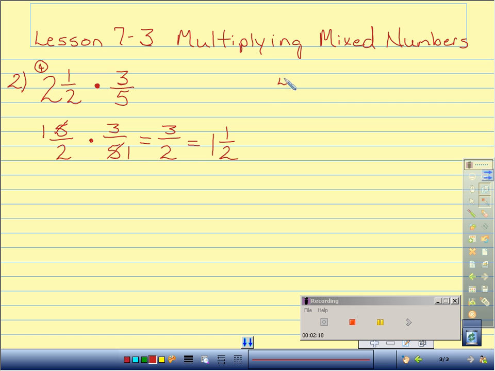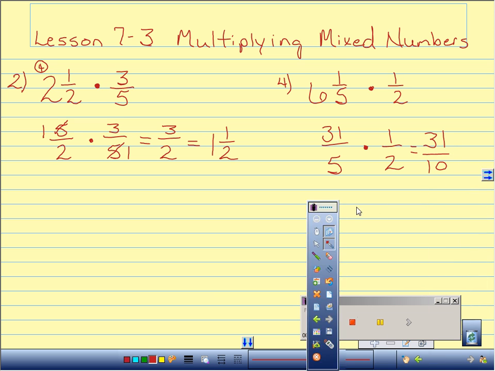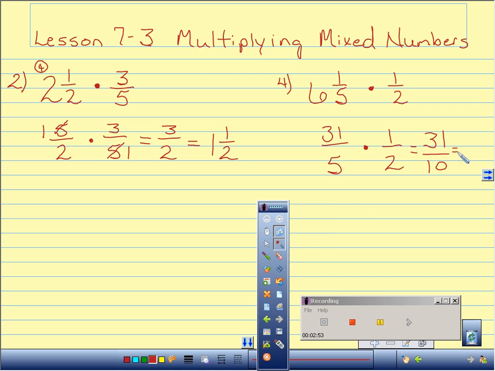Okay? Number 4. 6 1/5 times 1/2. 5 times 6 is 30, plus 1 is 31 over 5 times 1 over 2. Cannot cross reduce 31 and 2, can't reduce 1 and 5, so we multiply straight across, which is 31 times 1 is 31, 5 times 2 is 10. Again, I still think we should be able to do this in our head. 10 goes into 31 3 times, which is 30, with 1 left over. 3 and 1/10.